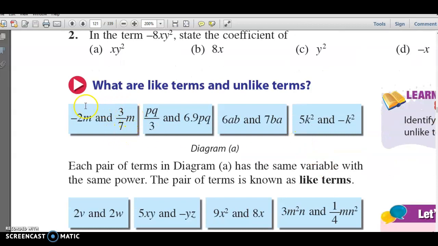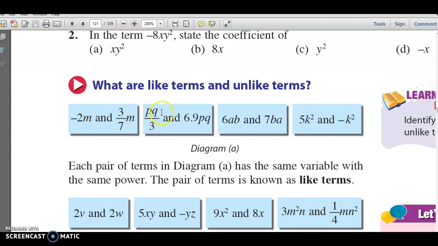Now look here: negative 2m and 3 over 7m. Even though the sign is different, one is negative and one is positive, we say that this is a like term. Why? Because the variable is the same. It is the variable m. Even though the number is different also, we don't look at the number, we only look at the variables to make sure that it is a like term.